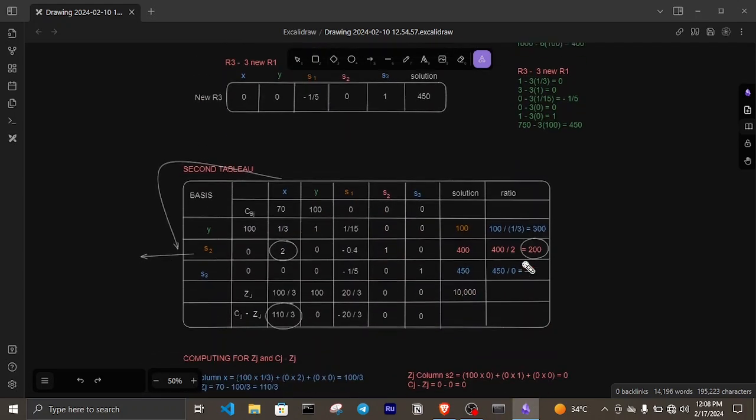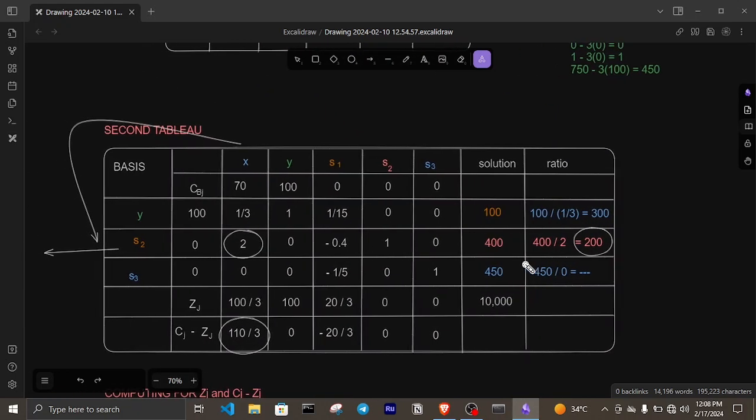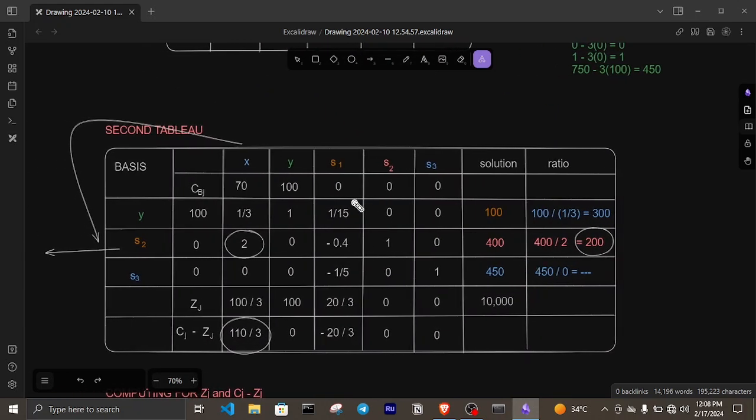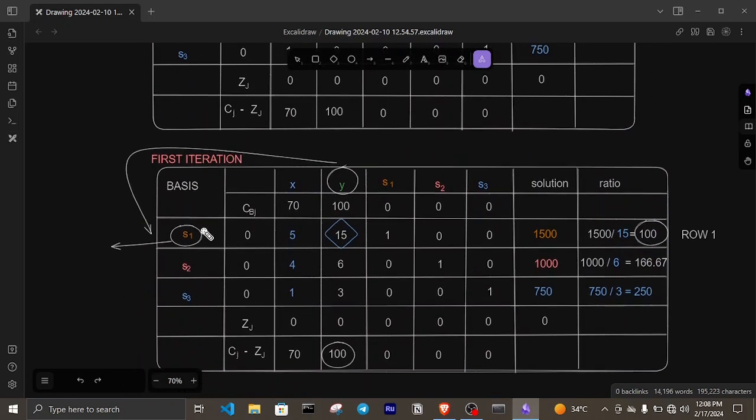In my second tableau, you can see there are some major changes. The first change is that I have filled in my new row 1, new row 2, and new row 3. And the major change again is that previously we had an S1 value here. Now we have a y value, which is 100. The S1 was 0, but then remember that we replaced the S1 with y, which had a value of 100.